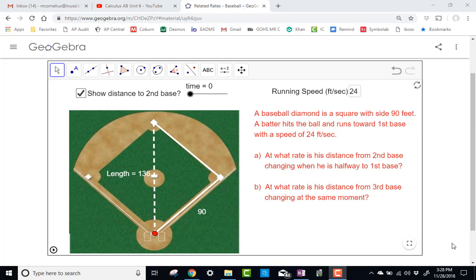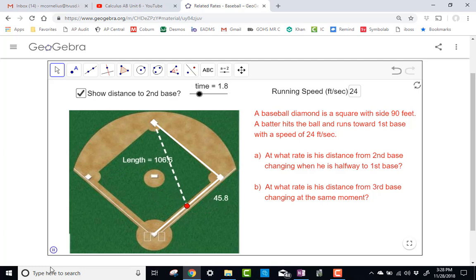So we've got this runner at home plate here. He's going to run towards first base, and we want to know at what rate his distance from second base is changing. So I'm going to play the video so you can see what's going on here. As the runner runs, you can see that his distance to first base is decreasing, as well as his distance to second base. Okay? And we basically want to know at what rate is his distance changing when he's halfway to first base. So I'm going to let him try and get halfway to first base here.